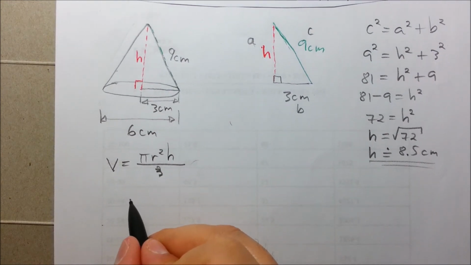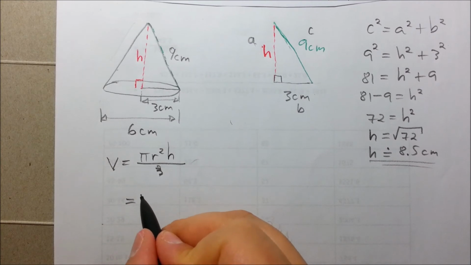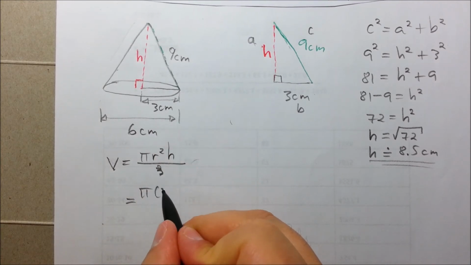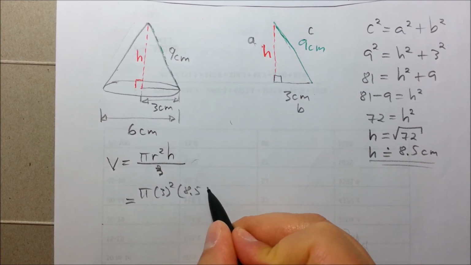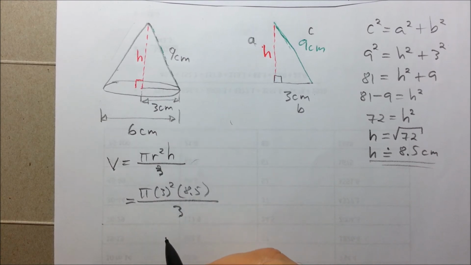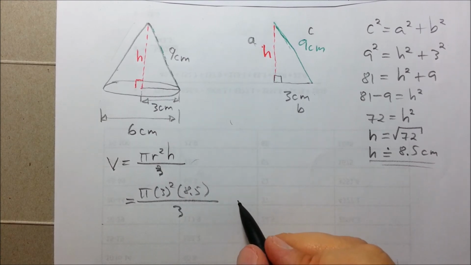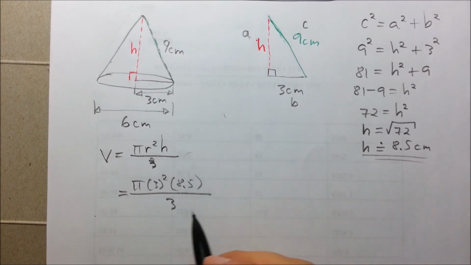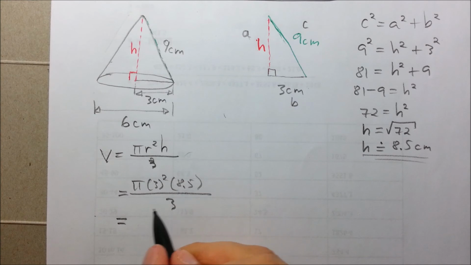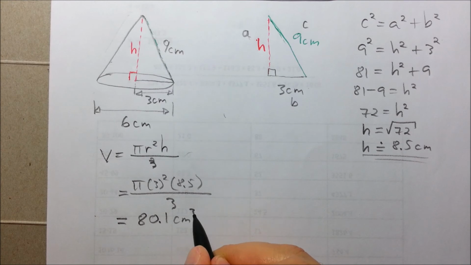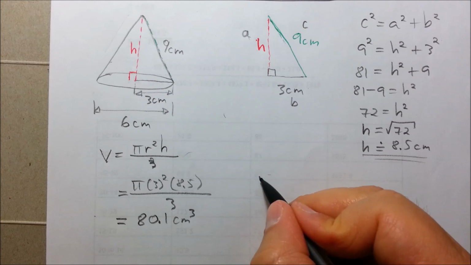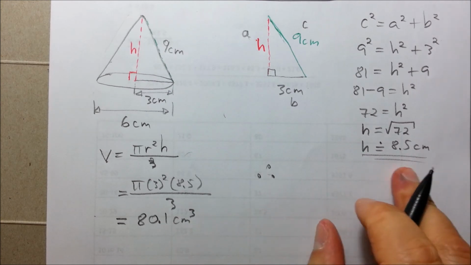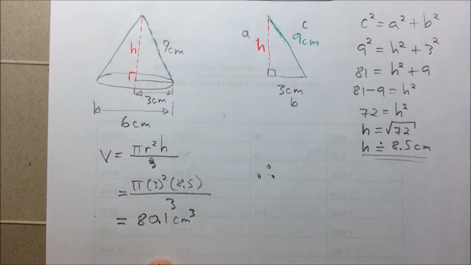So let's just substitute these values and find out what the volume is. So pi times the radius, 3, squared, times the height, 8.5, divided by 3. Plug it in your calculator, and I'm getting 80.1 centimeters cubed. That's the volume of the cone. So you can say, therefore, the height of the cone is 8.5 centimeters and the volume is 80.1 centimeters cubed.